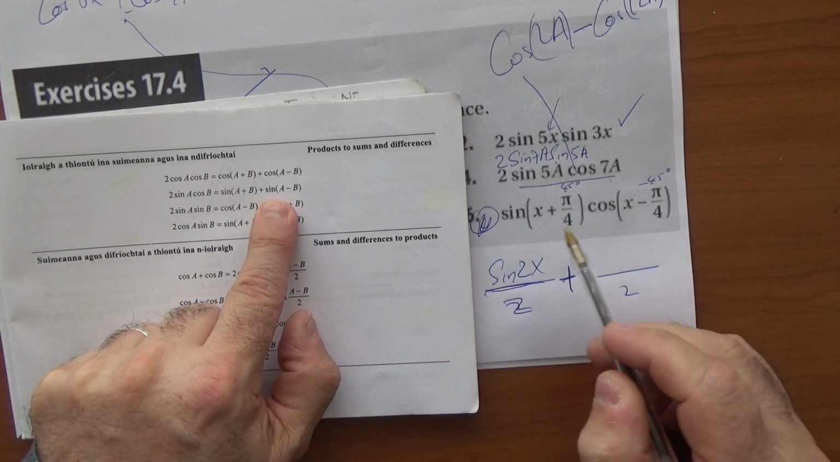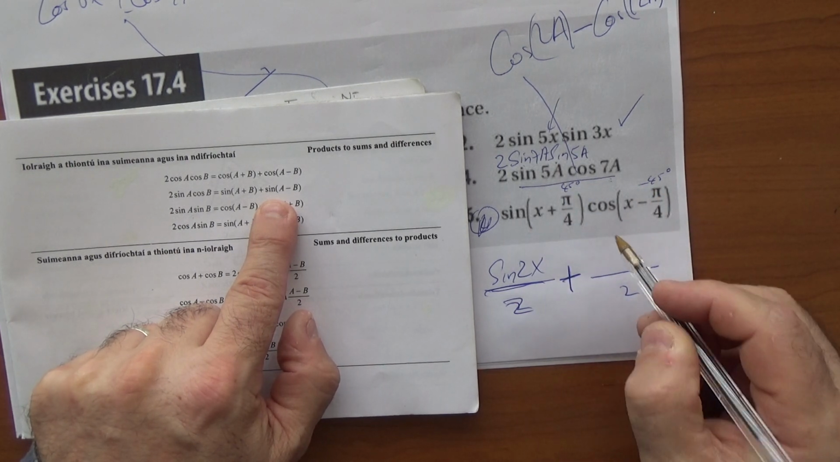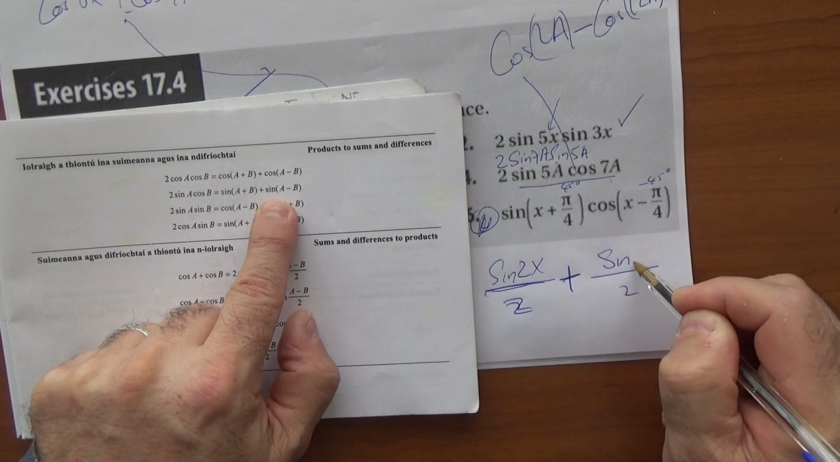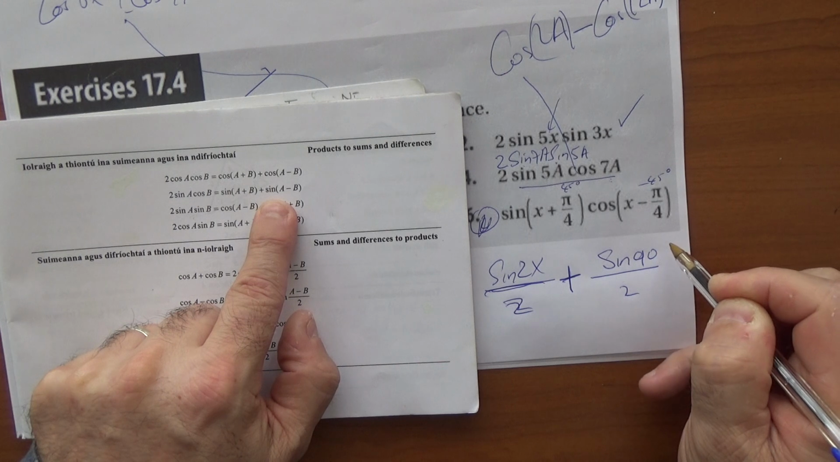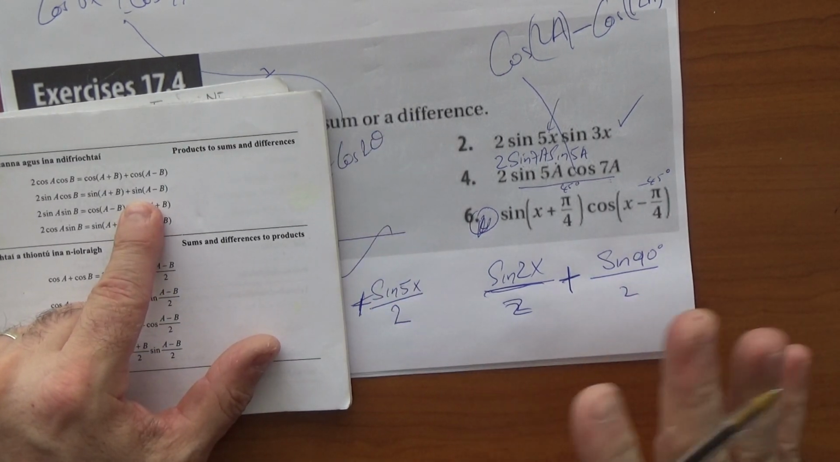So when we're differencing them, the x's go, and we're getting 45 minus 45. That's 90. The sine of 90 is 1. Let's go. Sine of 90. Now, have we answered the question? Yes and no. We're not finished.